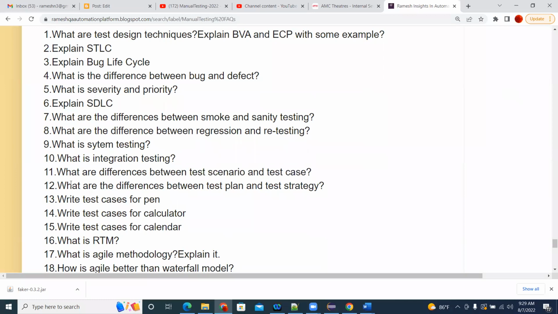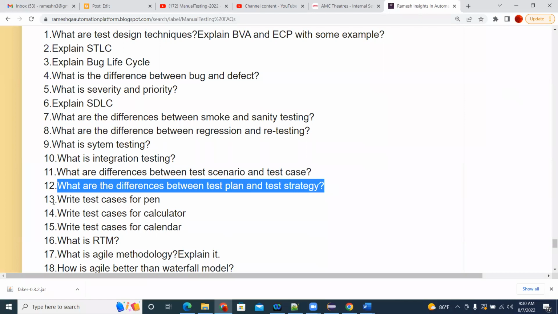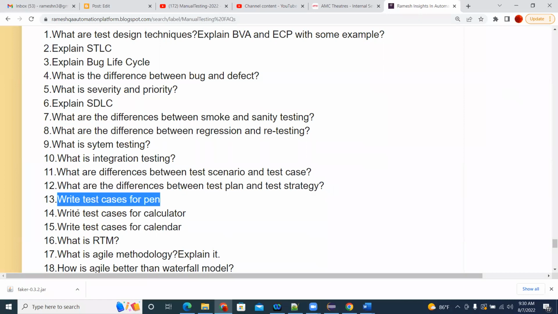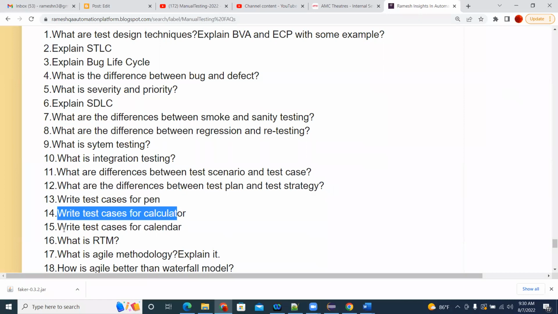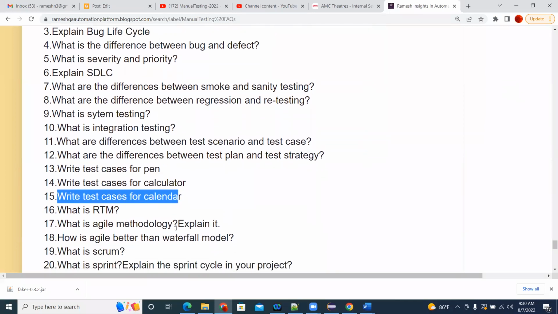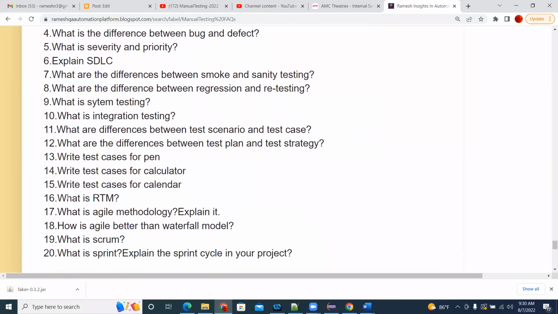This is another very important difference, between test plan and test strategy. So write the test case for pen, write the test case for calculator, write the test case for calendar. So what is RTM? RTM means what? Requirement traceability matrix. Explain Agile methodology. So how is Agile better than waterfall model? So you have the questions in our Agile FAQs.